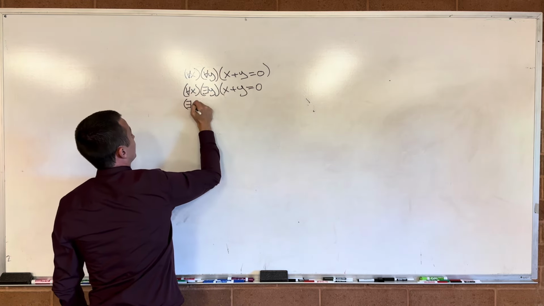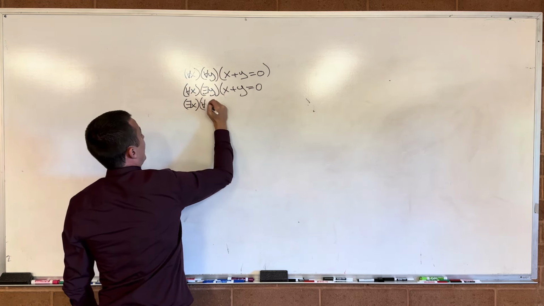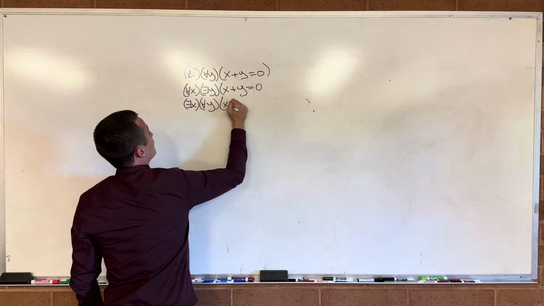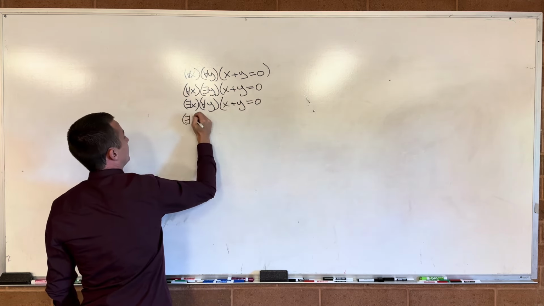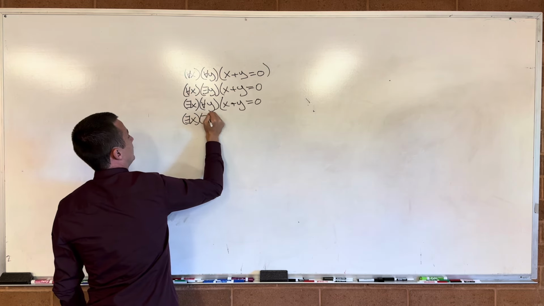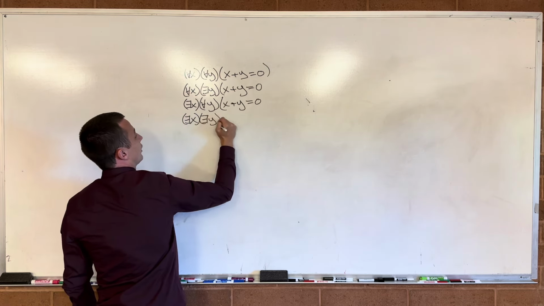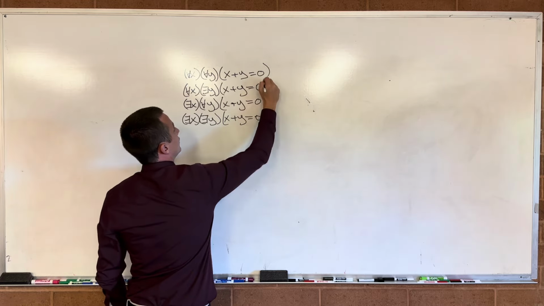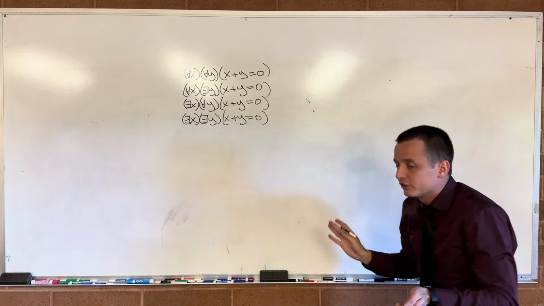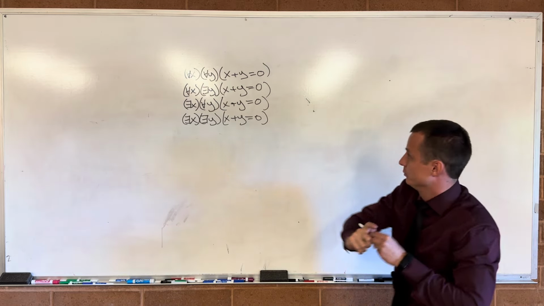There exists an x such that for all y, x plus y equals 0. And then finally, there exists an x and there exists a y such that x plus y equals 0. We're going to call each of these true or false. And it's understood that the domain we're talking about is numbers.